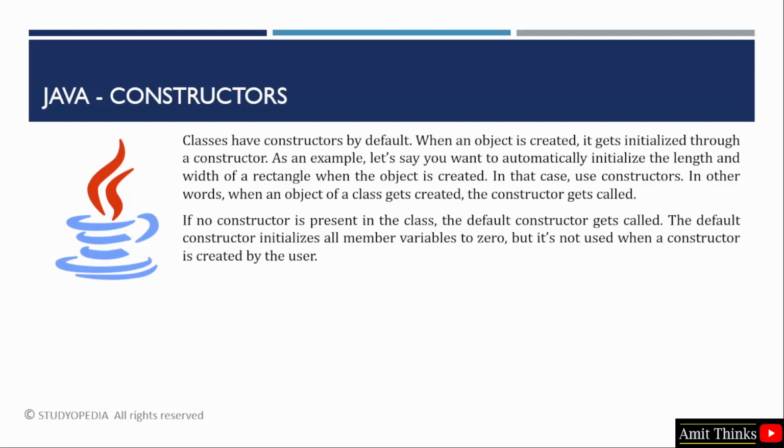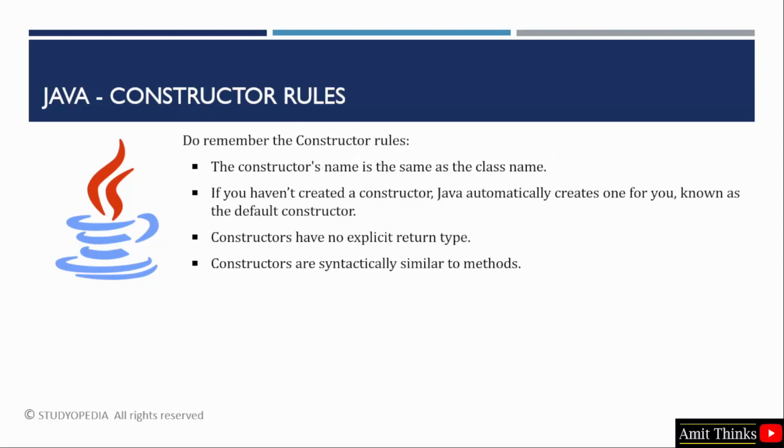Okay, what will this default constructor do? It will initialize all member variables to 0. A constructor initializes an object's state when it is created. These are the constructor rules. I told you the name of the constructor should be the same as the class name. If you do not create a constructor, it will automatically create a default constructor for you. Constructors do not have a return type, and constructors are syntactically similar to methods.